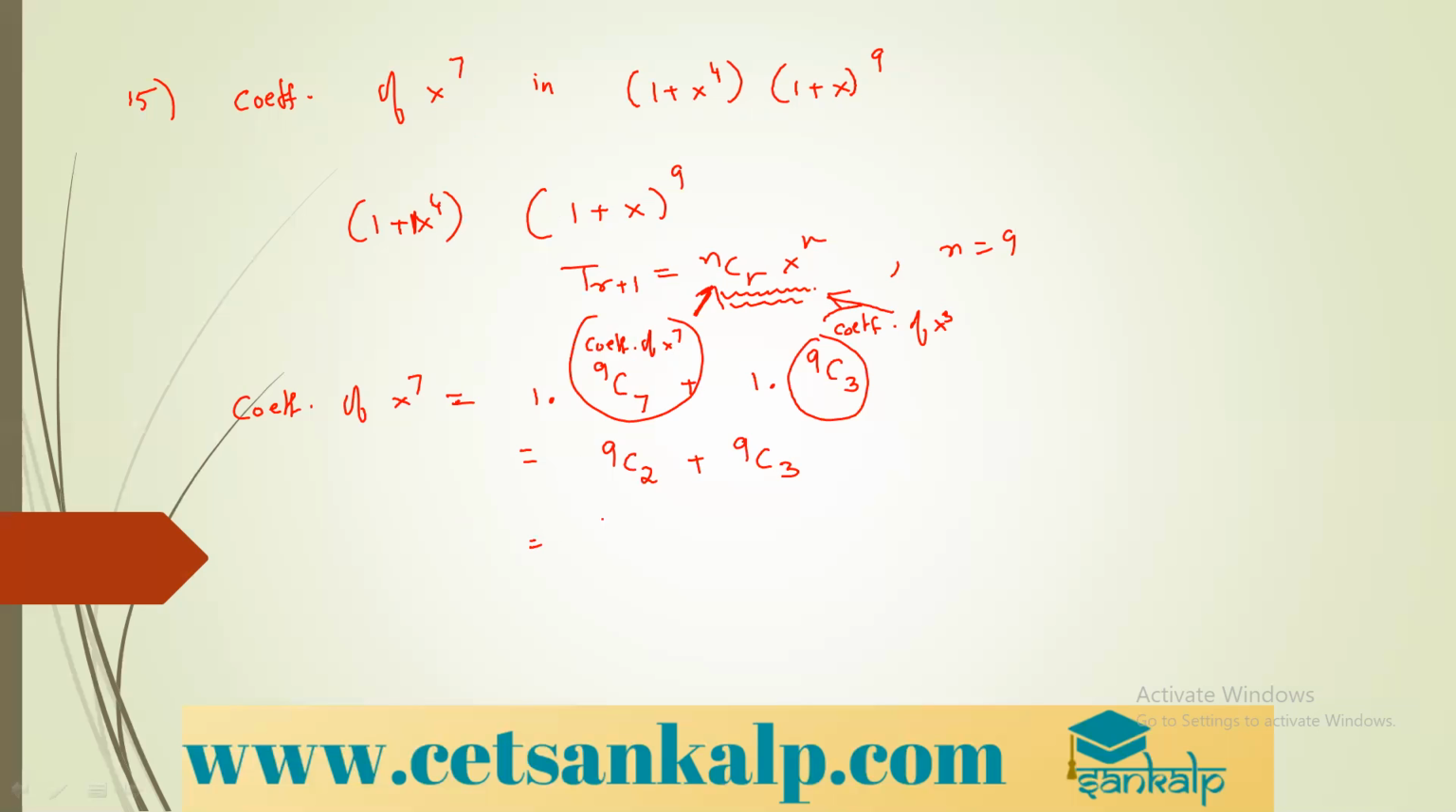So 9C2 is 9 into 8 by 2. 9C3 is 9 into 8 into 7 by 6. 2 fours, 3 threes, 3 twos, and 2 fours. So 36. 12 sevens, 84 I have. Is that clear? So I am finding the coefficient of x^7. Then I will have 120 as the answer.